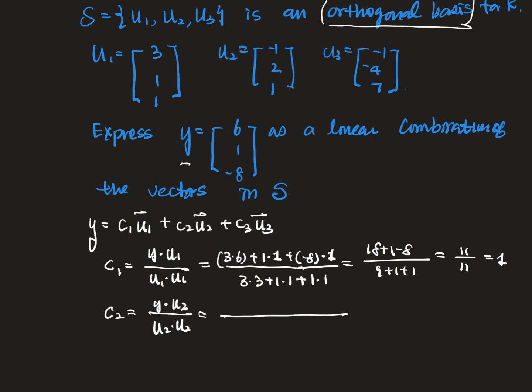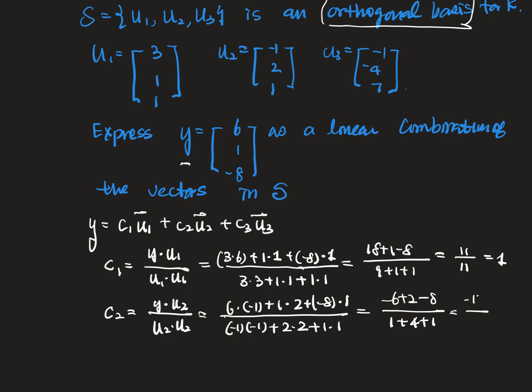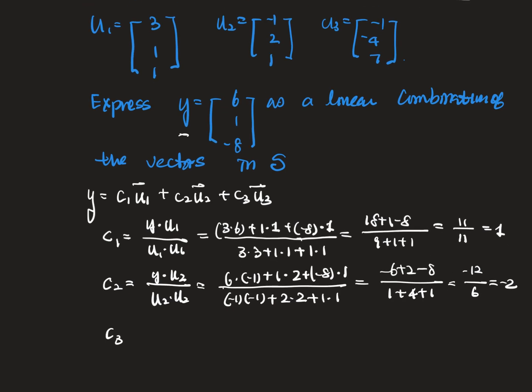Let's find C2. So 6 times negative 1 plus 1 times 2 plus negative 8 times 1. The bottom is u2 with itself: negative 1 times negative 1, 2 times 2, 1 times 1. This is negative 6 plus 2 minus 8, which is negative 12, and the bottom is 1 plus 4 plus 1, which is 6. So negative 12 over 6, that's negative 2. The third one is C3.